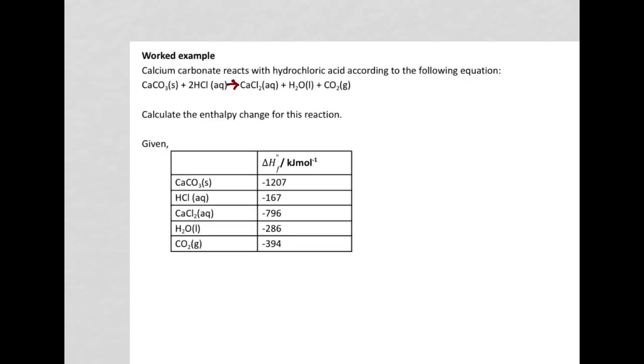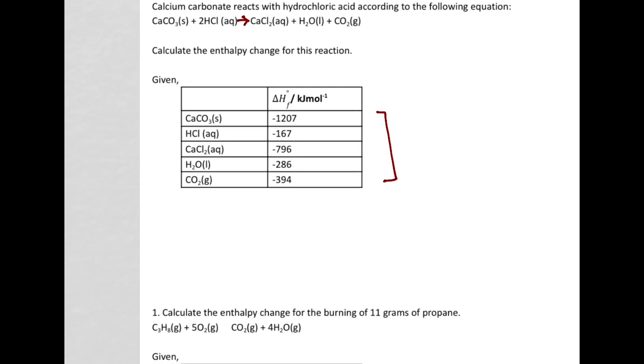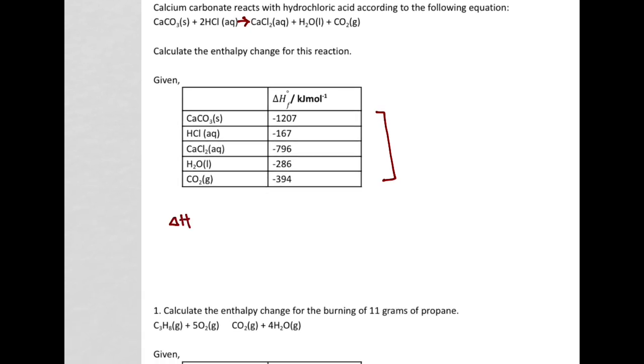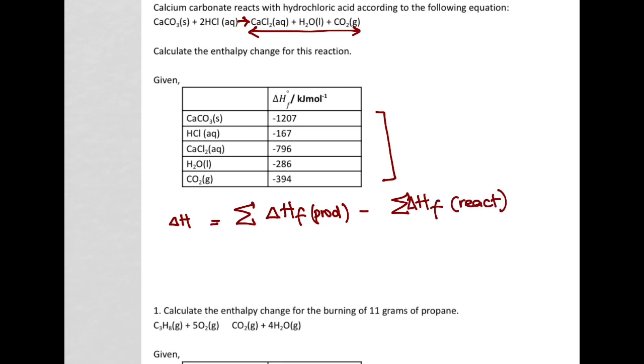We have the reaction of calcium carbonate with HCl and the enthalpy of formation of all the substances are given in the table. So calculate the enthalpy change for this reaction. So delta H for this reaction is going to be the sum of delta HF of products, so all of these products, minus the sum of delta HF of reactants, right?